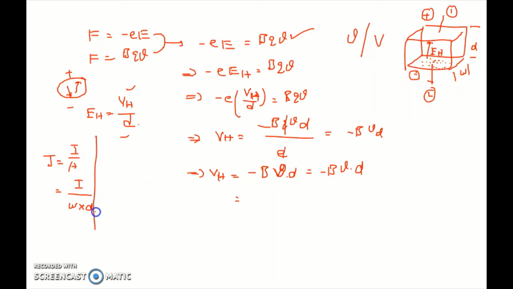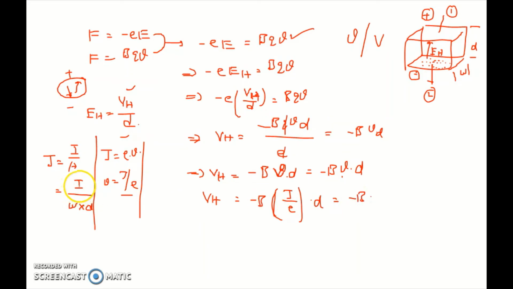Next, there is also one more formula for the current density. J is equal to rho into v, that is the charge density into velocity. So from this, the velocity can be taken as J divided by the charge density. I'm substituting this formula, that is v is equal to J divided by rho, then VH becomes equal to minus B J by rho into d. And that is equal to minus B into, here I got J as I divided by W into D, right? So I am writing here I by W into D.